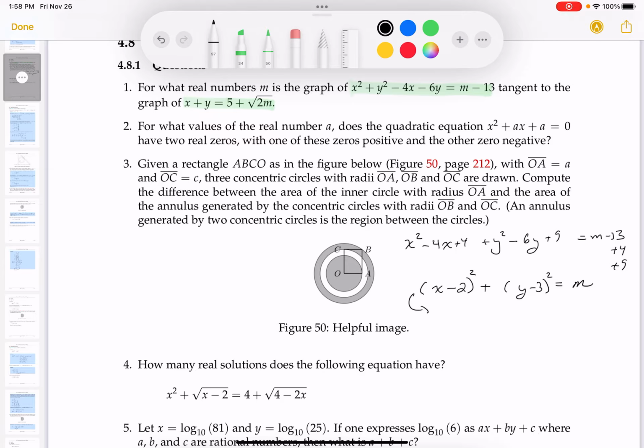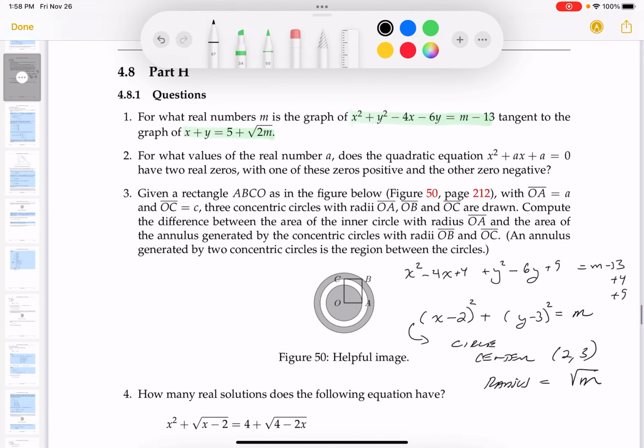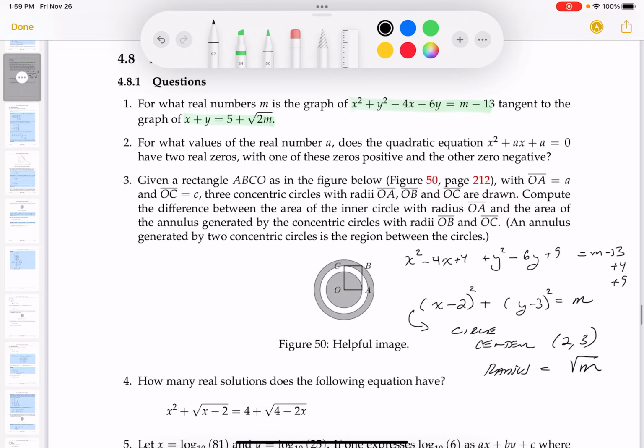So this is going to be a circle. Center, I'll write this over here for you, 2, 3, and a radius equal to root of m. All right? So, what real number m? Let's take a look now. What real number m is tangent?